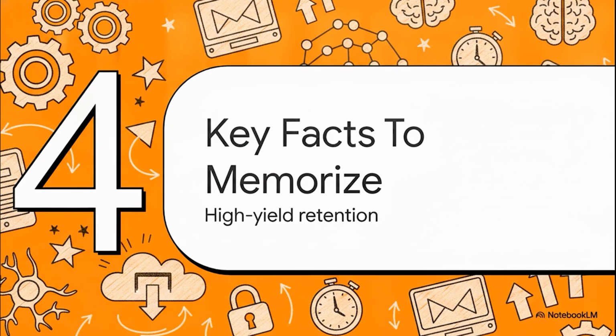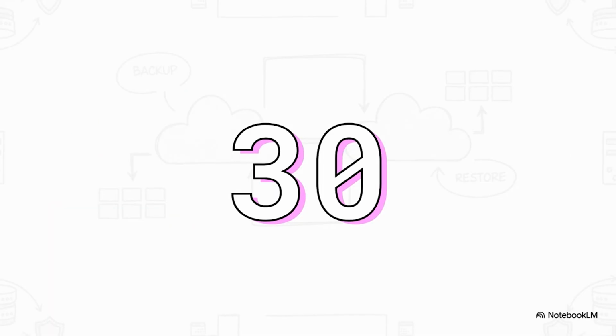Finally, Section 4, Key Facts to Memorize. This is your high-yield retention for the NCP-MCI 7.5. 30, as in 30 minutes. This is your strict recovery point objective, or RPO, when you're using continuous backups targeted to local AHV or ESXi clusters. In real terms, this means that in the absolute worst-case scenario of a complete failure, your maximum potential management data loss window is restricted to just half an hour.